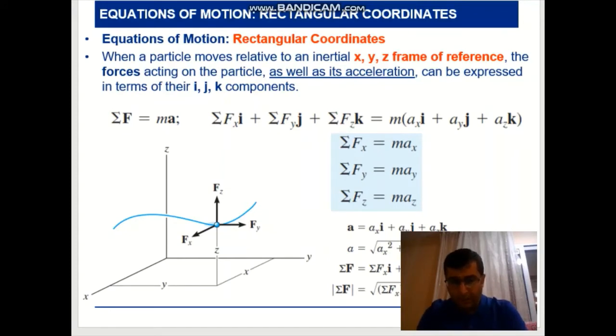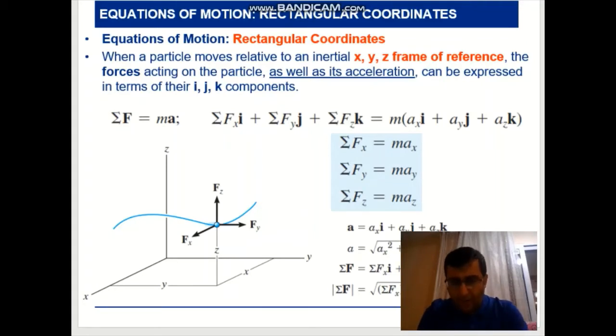So when we use the equation of motion, we need to have, as we stated, a reference frame. The first common reference frame is rectangular coordinates. In rectangular coordinates, as we know, there are x, y, z, and with respect to these, there are unit vectors, which are i, j, k.